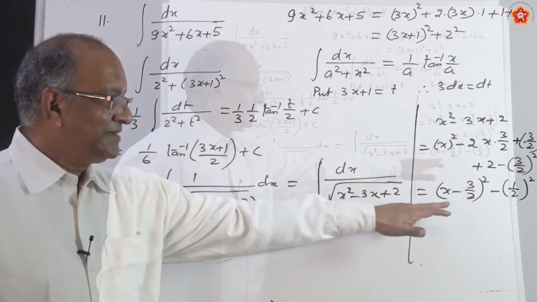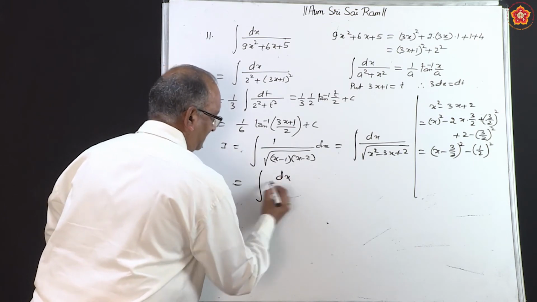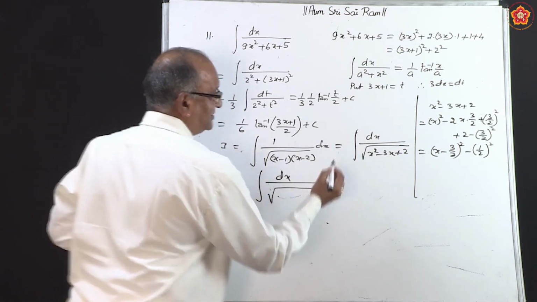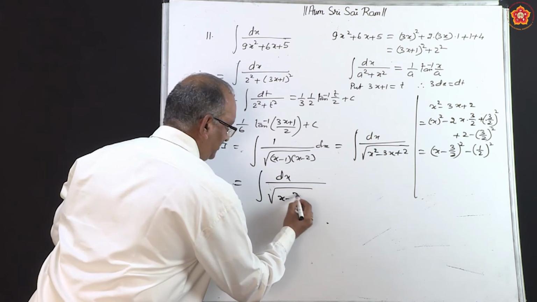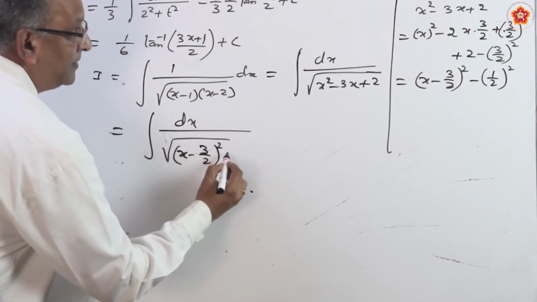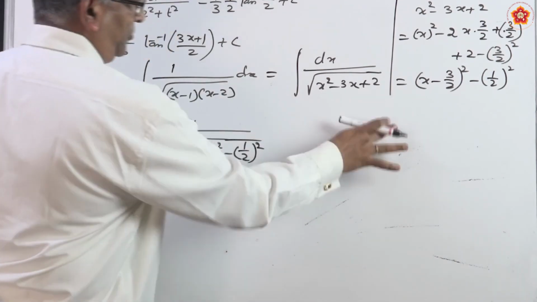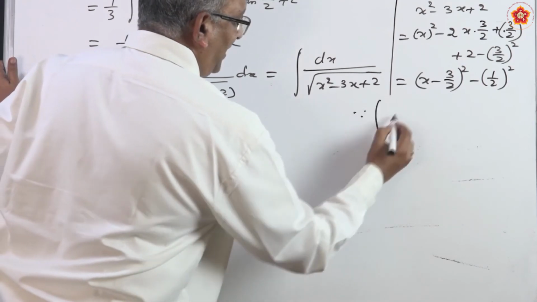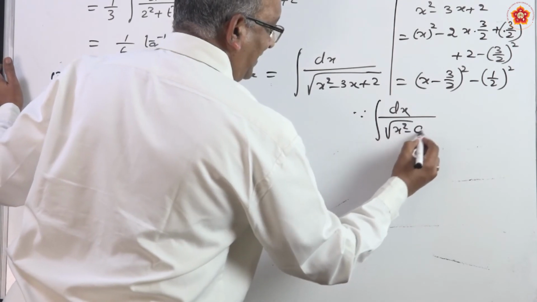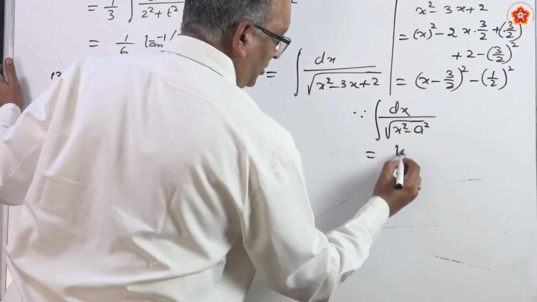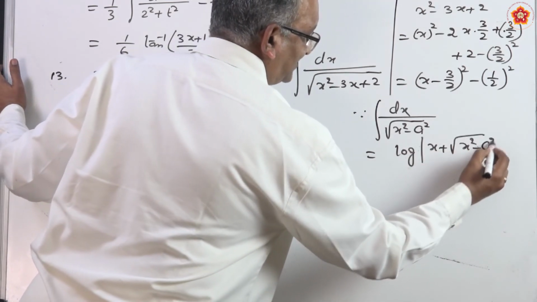This denominator is nothing but this. So the integral of dx upon under root of x square minus 3x plus 2 can be written like this: x minus 3 by 2 square minus 1 by 2 square. Recollect the formula which you are going to use. What is the formula? The integral of dx upon under root of x square minus a square is equal to log modulus of x plus under root of x square minus a square plus c.